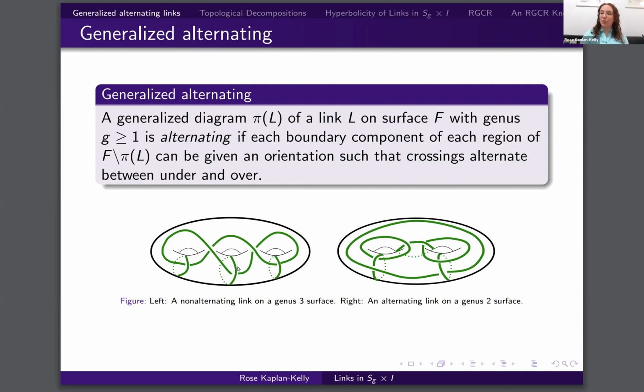So if we look at this link on the right, we see that this fails that condition because we have here this crossing where my strand runs under and then runs under again. Whereas on the left, if we look at this region right here, we can see the condition is satisfied because the strand runs under, then over, similarly under, then over, etc.